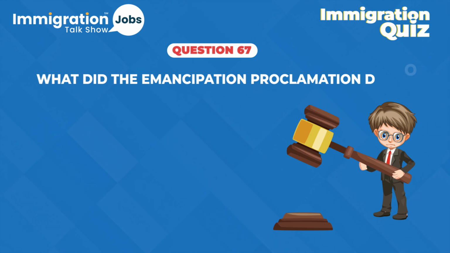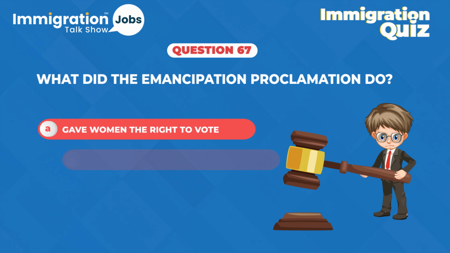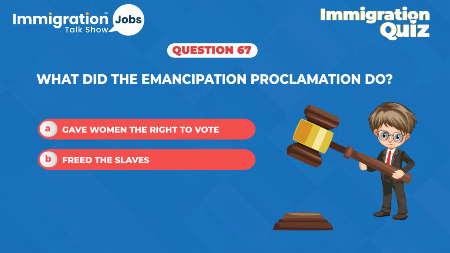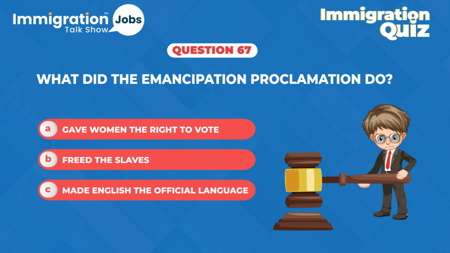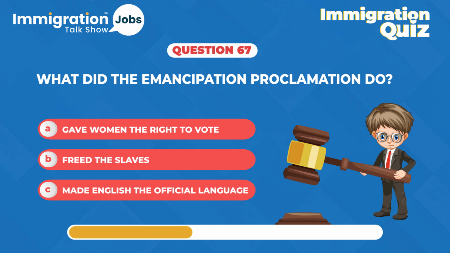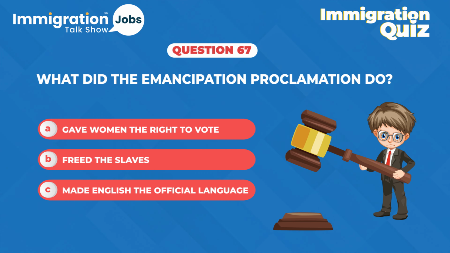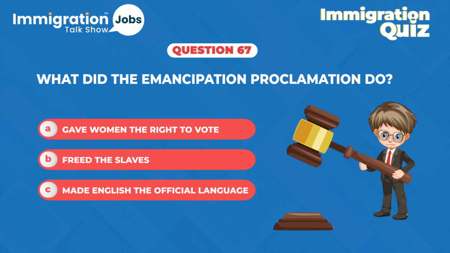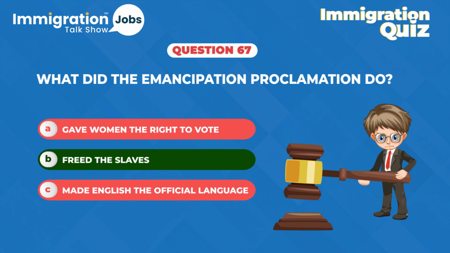What did the Emancipation Proclamation do? Option A, gave women the right to vote. Option B, freed the slaves. Or option C, made English the official language. And the correct answer is option B, freed the slaves.